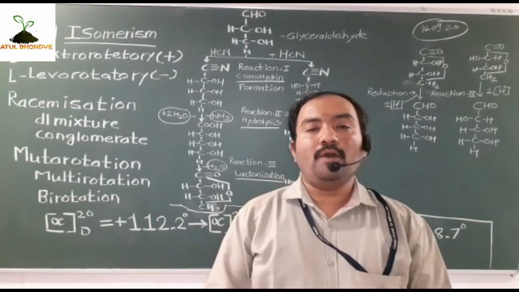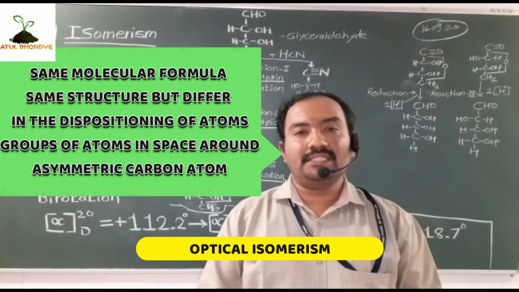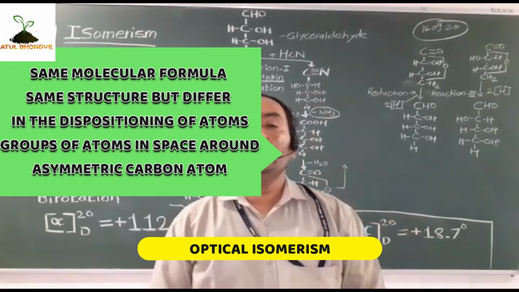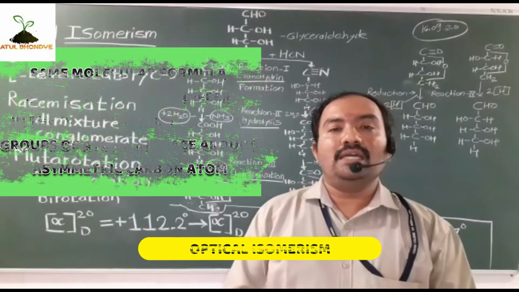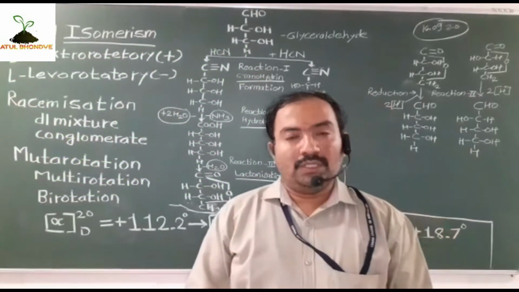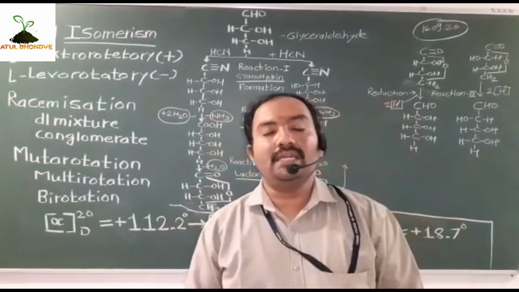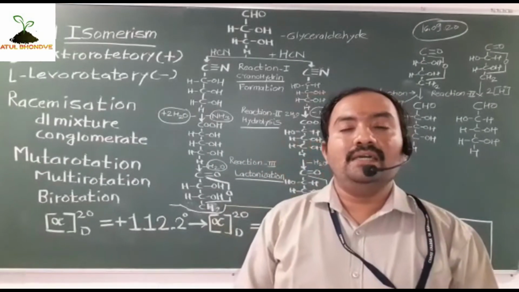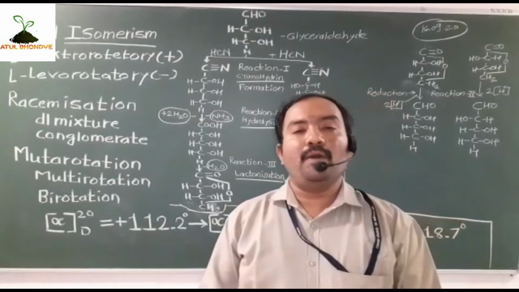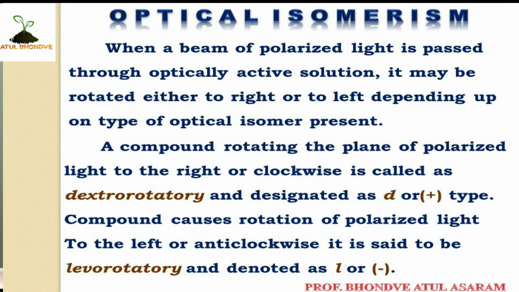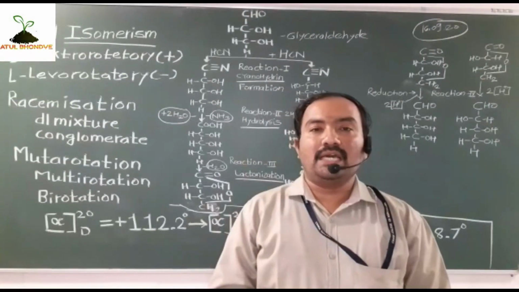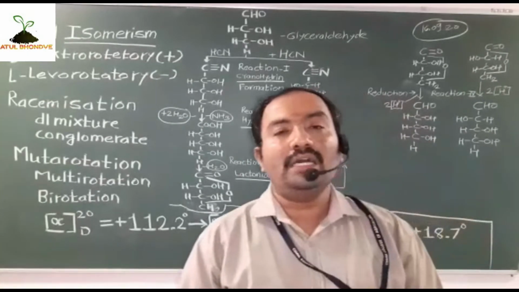Regarding optical isomerism, optical isomers are compounds having the same molecular formula and same structure, but they differ in their spatial configuration around the asymmetric or chiral carbon atom. It indicates that the chiral carbon atom is responsible for imparting optical activity to that compound. When an aqueous solution of an optically active substance is prepared, and polarized light is passed through that solution, the plane of polarized light is deviated towards the right side or towards the left side, and such compounds are denominated as dextrorotatory or levorotatory.